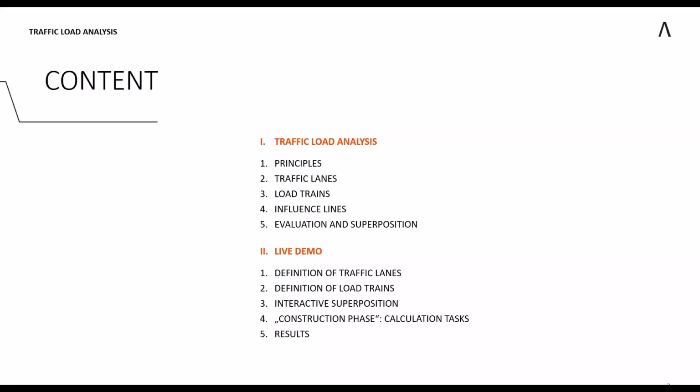The traffic load analysis itself is, I would not say difficult, but a bit more complex than a normal load case calculation, like wind load or temperature or whatever, where we can put all the information directly in one load case. For the traffic, it's a bit more complex because we have the particular lanes, we have particular load trains, and we need to evaluate them and find out the most unfavorable positions of the trains. And in Allplan Bridge, this is implemented on the basis of influence lines. This I will explain now in detail.